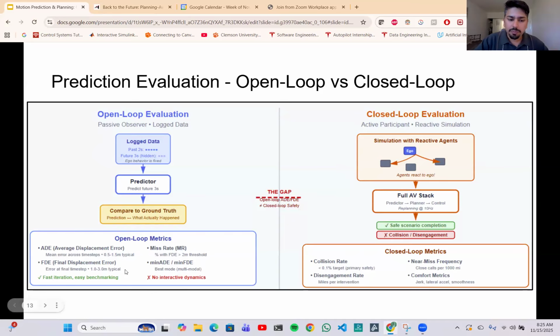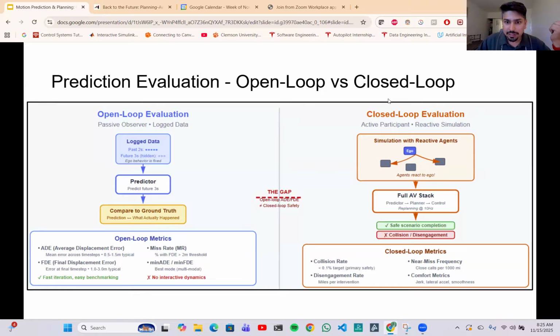But by themselves, open loop metrics have a role, but they do not take into account the interactive nature which I talked about. The pros are that it's fast to compute, and you can benchmark different neural network models to see how your performance is.